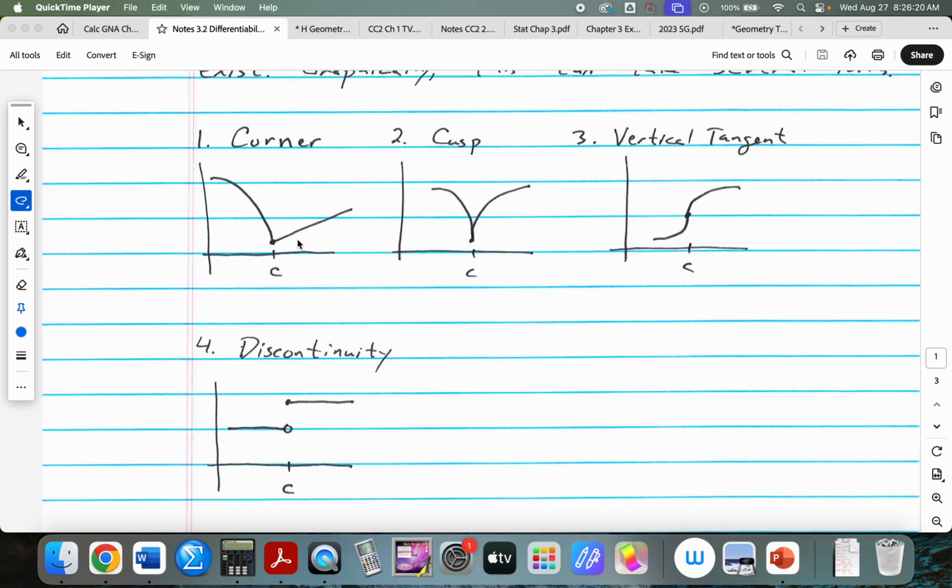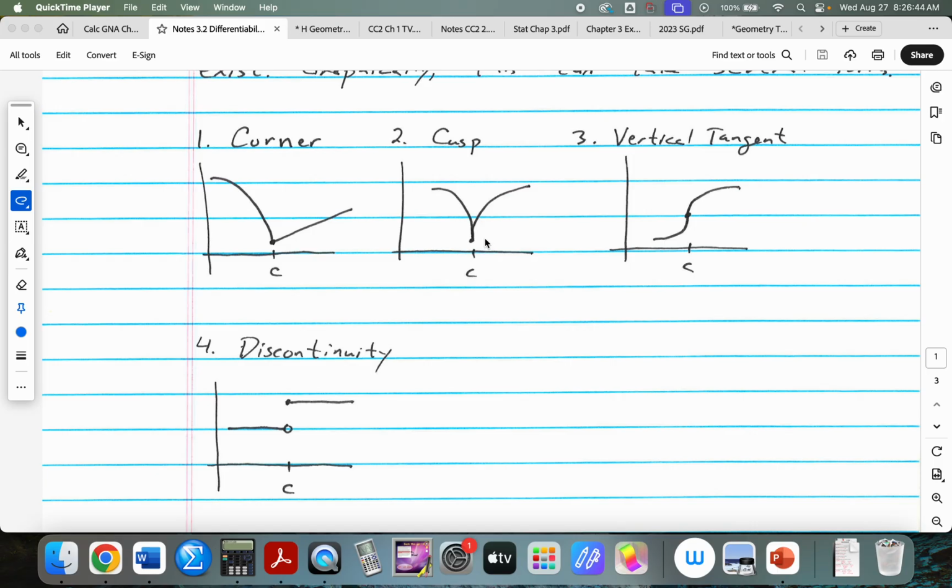It almost always has one of the pieces as a line, but you can see that the slope of the curve as we come towards c from the left and the slope of this curve as we come from c from the right are clearly not equal to one another. So this function is not differentiable at c.